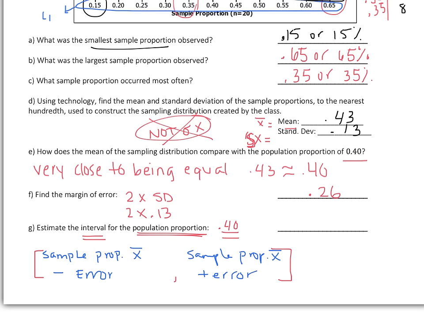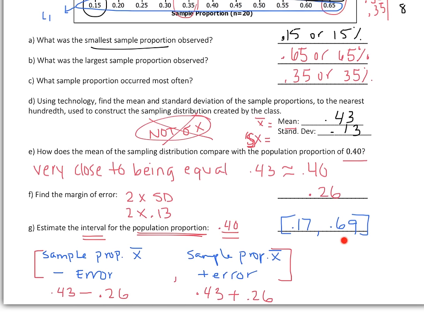So our sample proportion mean is 0.43, so 0.43 minus the error of 0.26, and 0.43 plus the error of 0.26. When you do that, you should get an interval between 0.17 and 0.69. Why don't you take a minute, pause the video, and see if you can get those answers. Okay, so this interval tells us that the population proportion should be somewhere between 17% and 69%. And 40 definitely falls within that interval.